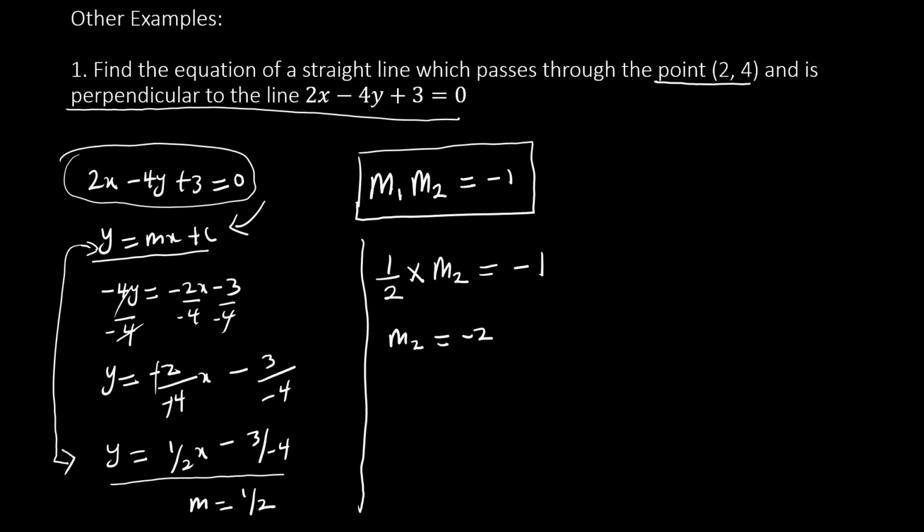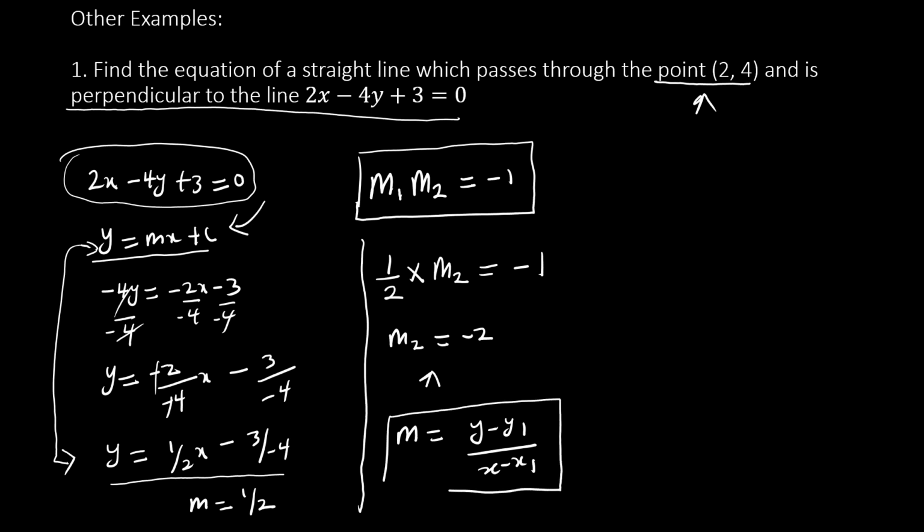Take note, we have gotten two things here. We have a point and a gradient. Now we are going to use the formula for one point and one gradient, which is m equal to y minus y1 over x minus x1. This was the second equation of a straight line that we looked at. To apply this formula, we have m equal to -2 equal to y minus y1, where y1 is 4, over x minus x1, which is 2.